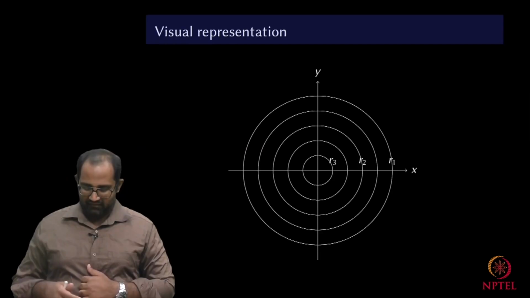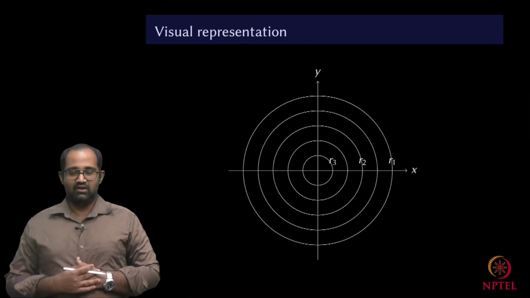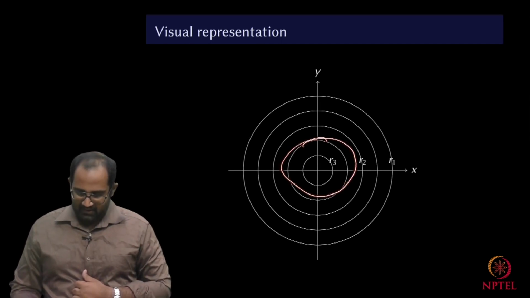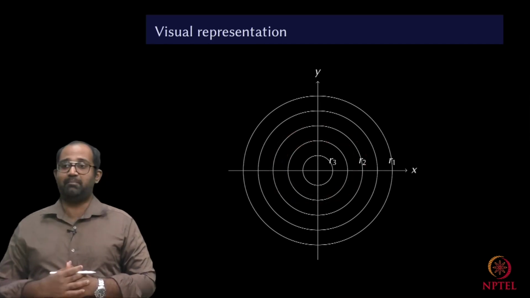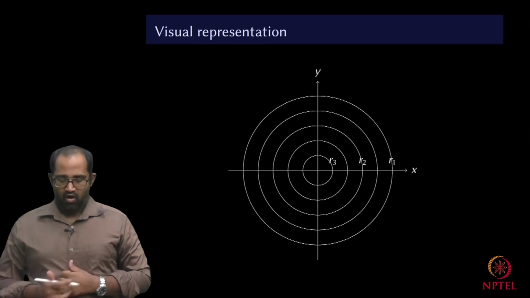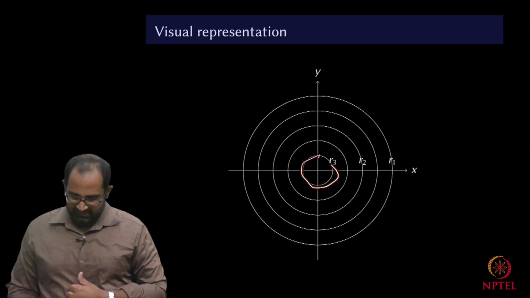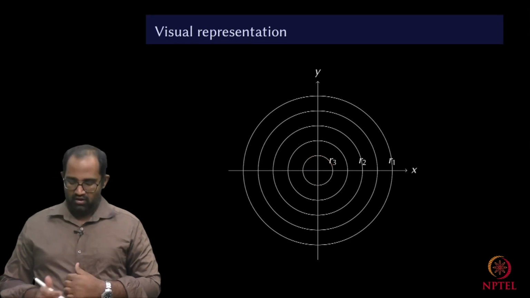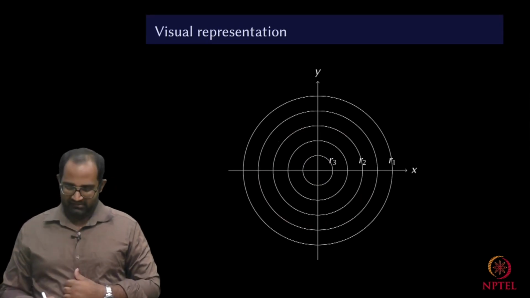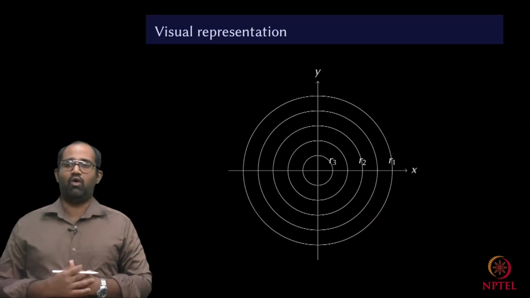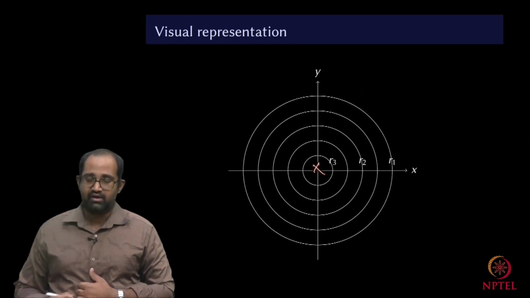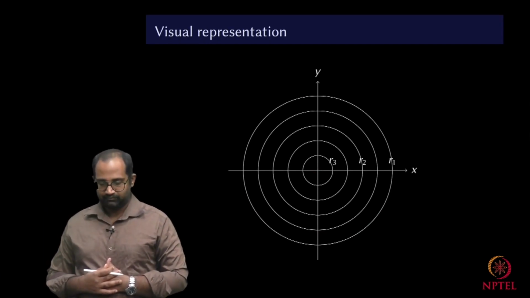So, we have this visual representation, we have various circles around the origin and 2 points are related precisely when they belong to the same circle. So, all points in this circle of radius R3 are related to each other, all points in the circle of radius R2 are related to each other, all points in the circle of radius R1 are also related to each other, and the point 0 is lonely and it is alone, it is not related to anything else.